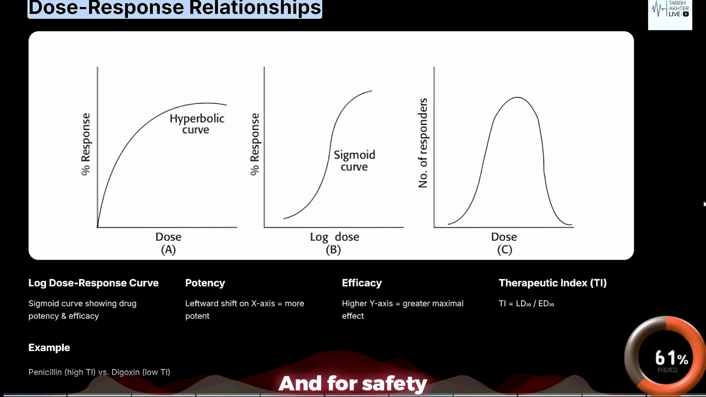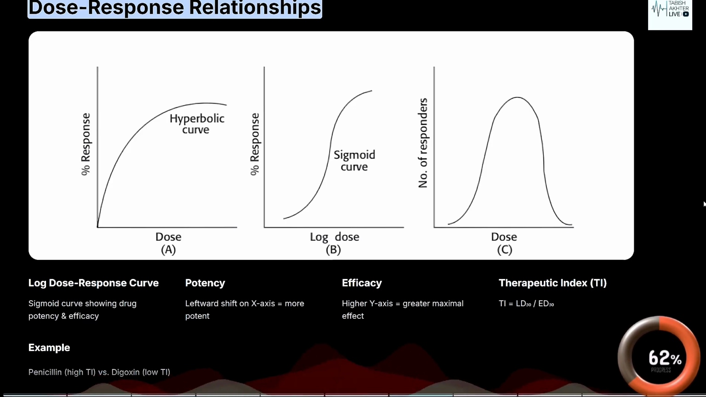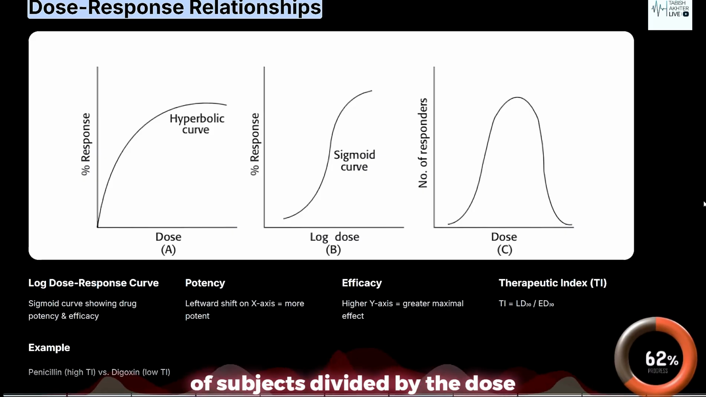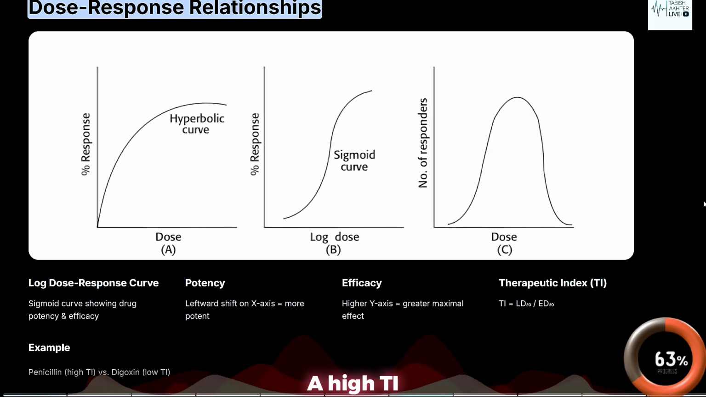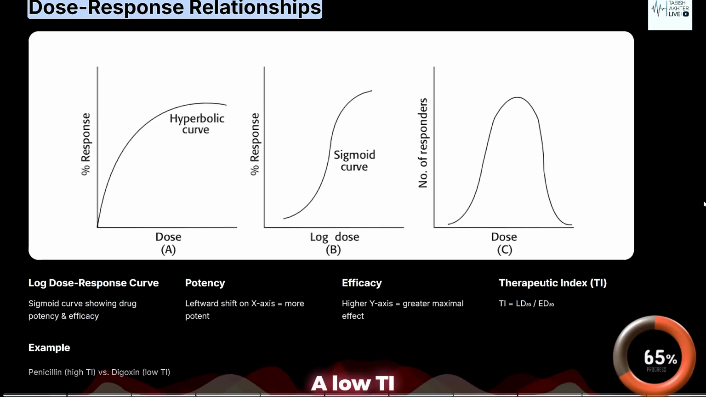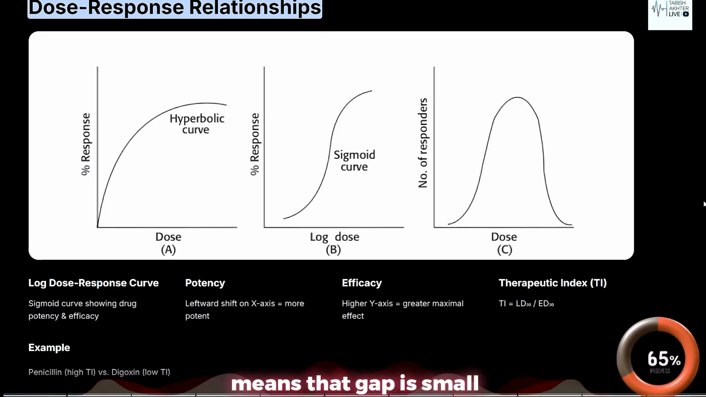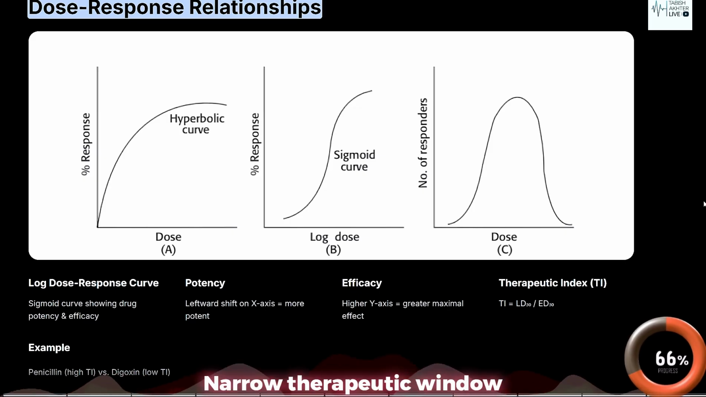Got it. And for safety, we look at the therapeutic index. Exactly. TI. It's a ratio. The dose that's lethal in 50% of subjects divided by the dose that's effective in 50%. LD50 over ED50. A high TI, like with penicillin, is great. Big gap between effective dose and toxic dose. Much safer. A low TI, like digoxin, means that gap is small. You have to be really careful with dosing. Narrow therapeutic window, we say.